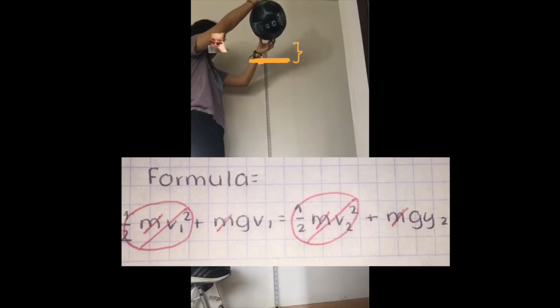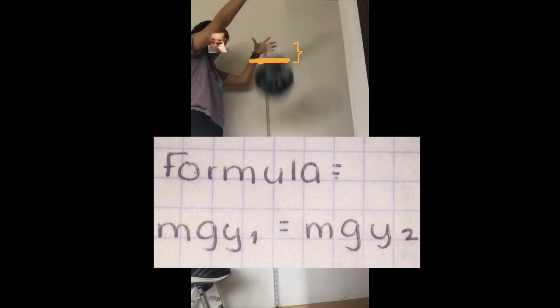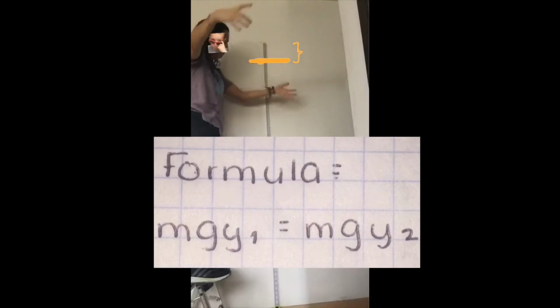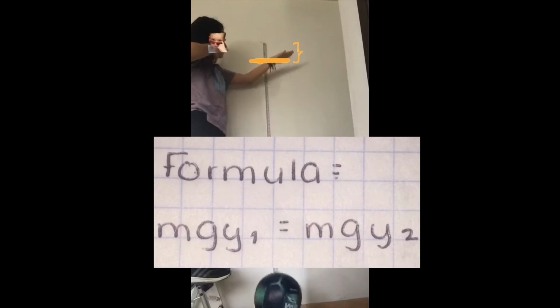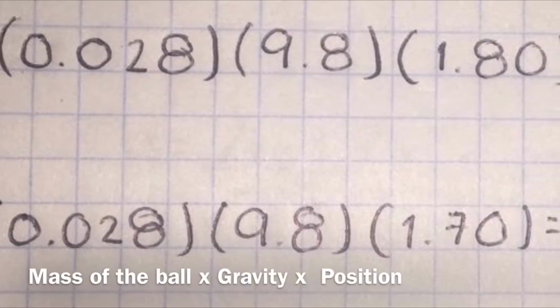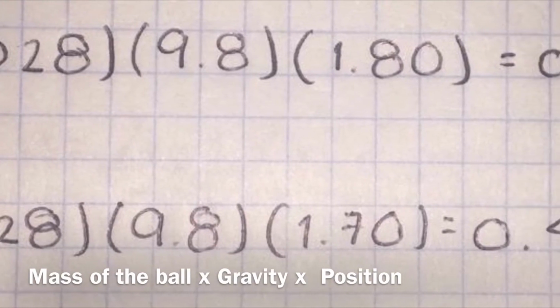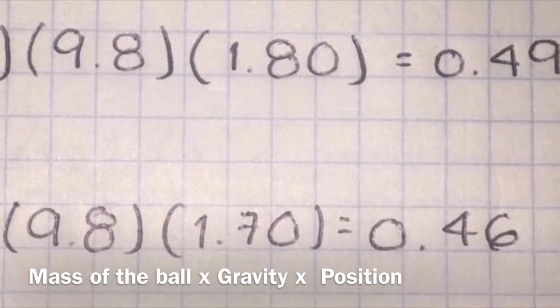That's why we are only going to use the equation of potential energy, which is mass times gravity times the position of the object. The objective is to obtain the potential energy of the little ball before touching the ground and after touching the ground. And if the result is the same in both positions, conservation of energy is proved. We multiply 0.028 kilograms times the gravity times the height of the object. We consider 1 meter and 80 centimeters and 1 meter and 70 centimeters.